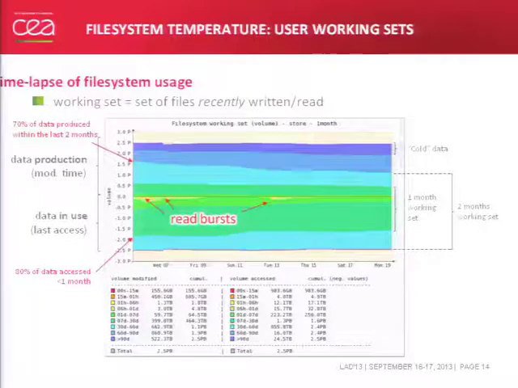And each color represents the age of the file. So the cold colors represent the old files, the cold data, and the hotter colors represent the data more recently accessed or produced. So we see, for instance, in that graph that 70% of data produced was produced in the last 2 months. And here that 80% of the data was accessed less than a month ago. So that gives us a representation of what users are doing in the file system. You can see here that there are some big red bursts, for instance. And it allows us to better understand how the users access the files.